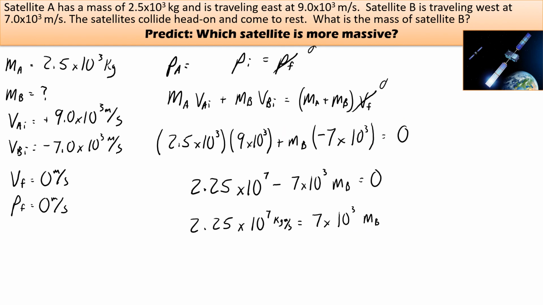So when you solve, you get the mass of B, as predicted, 3.2 times 10 to the third, or about 3,214 kilograms. Yep, that is the mass of satellite B, which as we predicted is greater than the mass of satellite A, because it wasn't moving as fast, but we could tell it had the same momentum in the opposite direction because it comes to a rest.